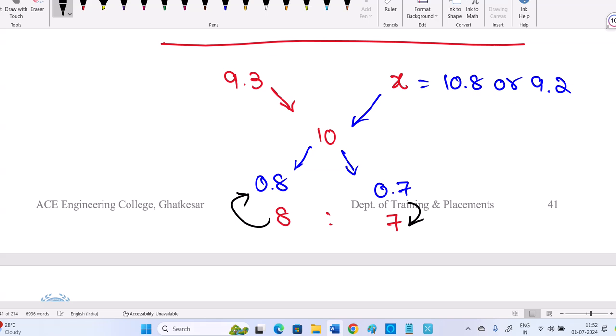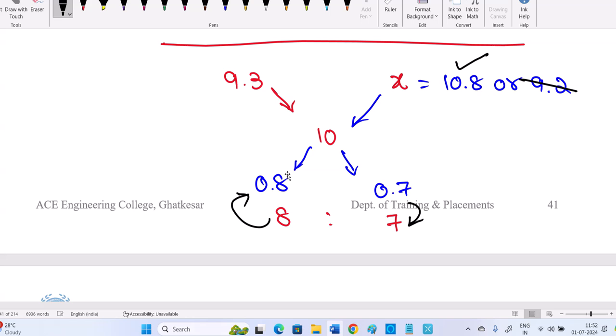Mixing value 10 is not possible. That's why 9.2 is eliminated, 10.8 only is valid. The mixed one must be between those two. 9.3, 10.8, and 10 is between that. Okay, agreed. This is another way of solving the same question. One is the equation format, the other one requires a bit of logic in your mind.